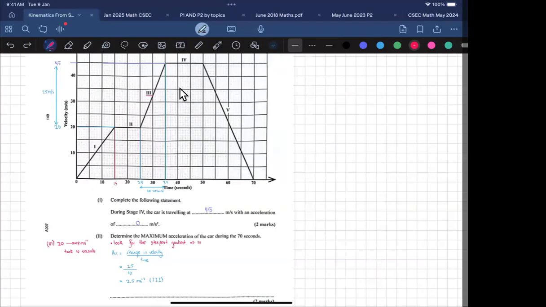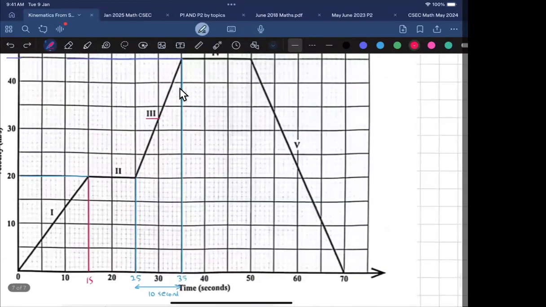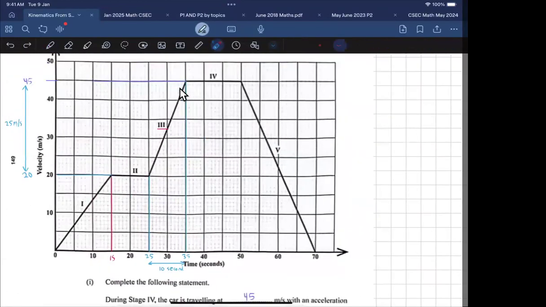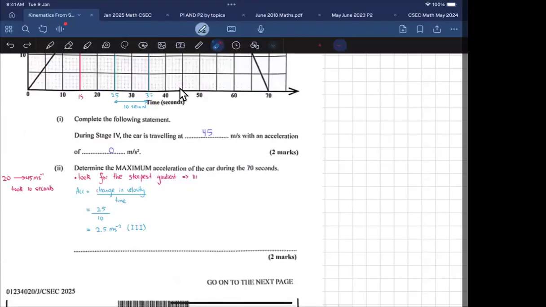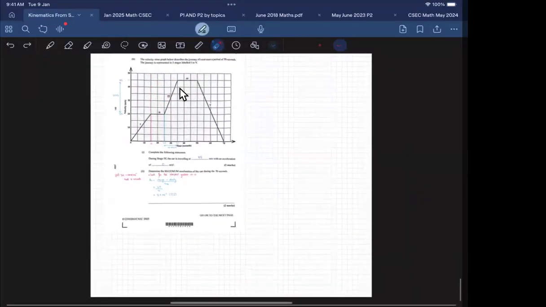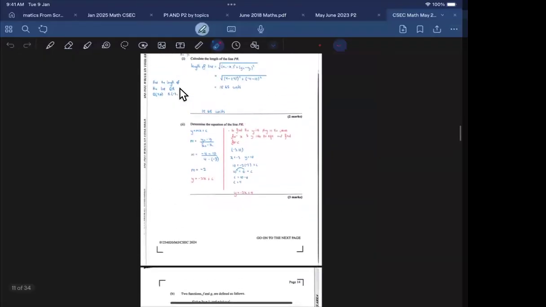And from there, watch. How did I figure out acceleration for part 3? I started off with a velocity of 20, which I increased to 45. So I increased my velocity from 20 to 45 over a time period of 10 seconds. So that's just 25 over 10. That's 2.5 meters per second squared. Easy, right? Awesome. Next part of the question.